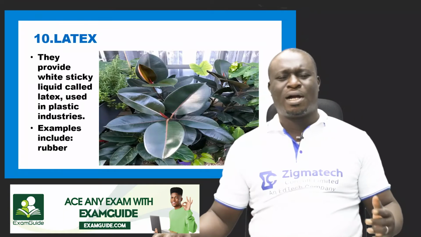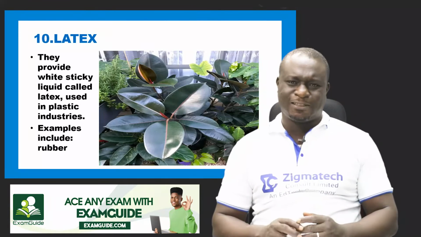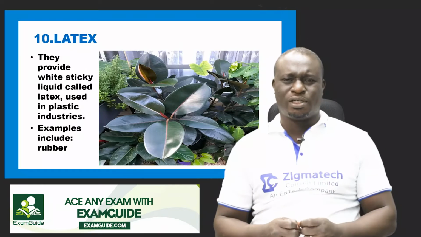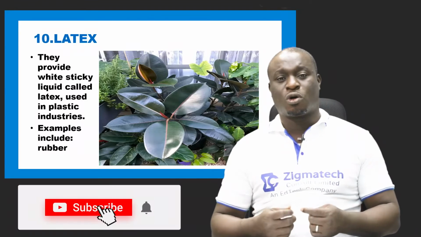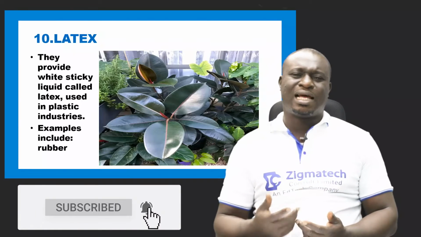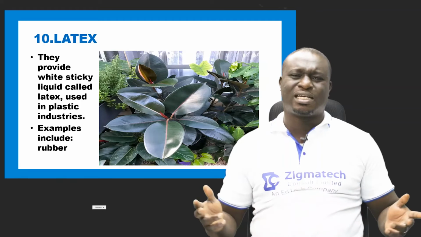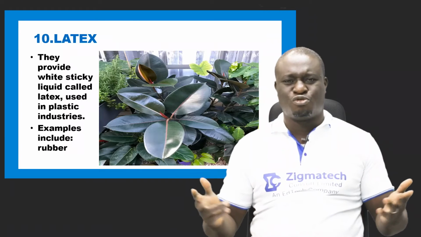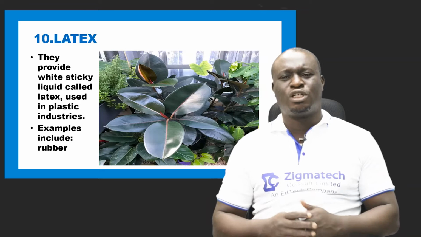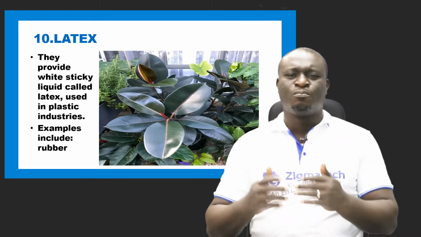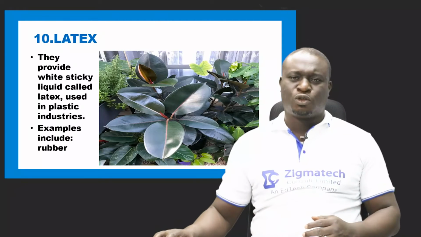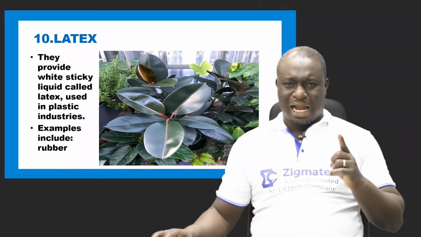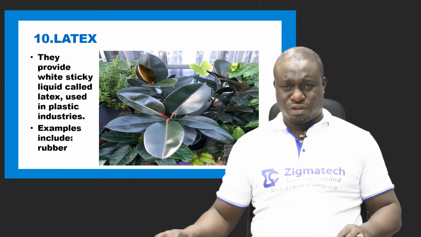And then finally, we have what we call the latex plant. Now, the latex plants provide white sticky liquids, and this white sticky liquid is what we call latex. This latex can be used in plastic industries and so many other industries to make plastics and rubbers. Examples include the rubber plant. So that is all you need to know for now based on agricultural classifications of plants.